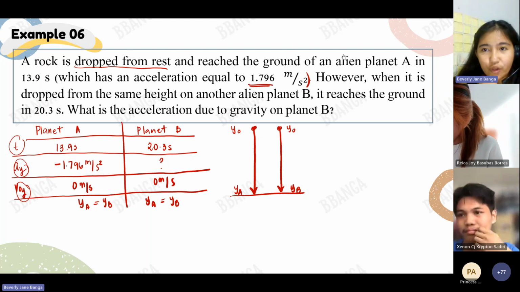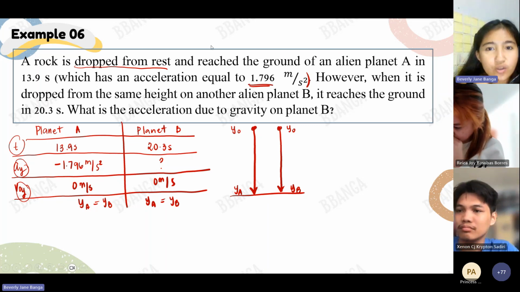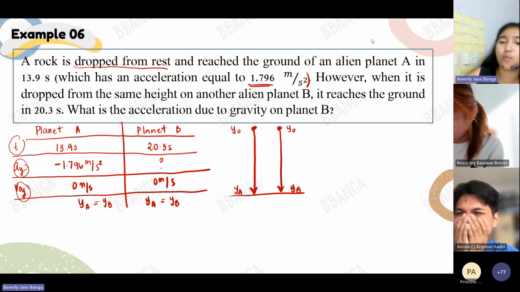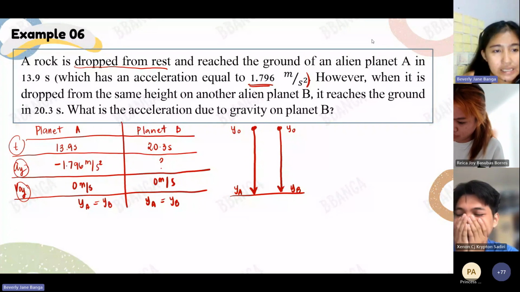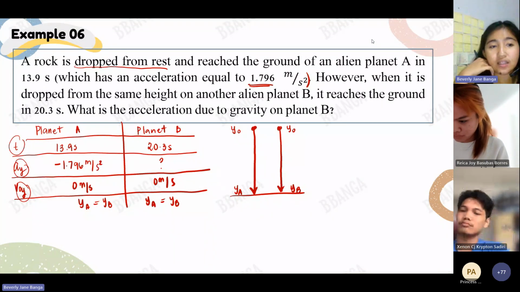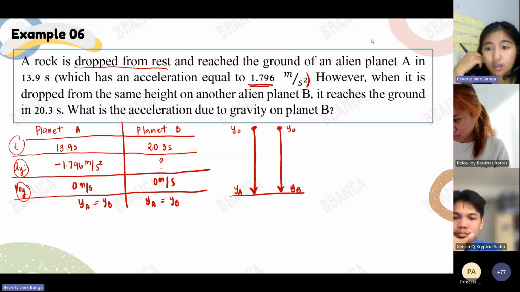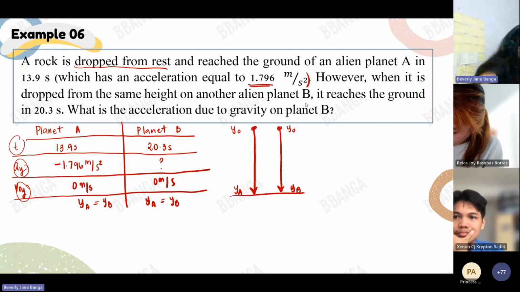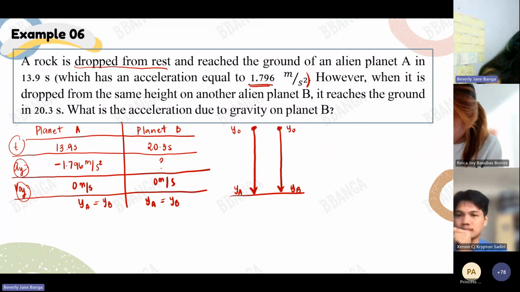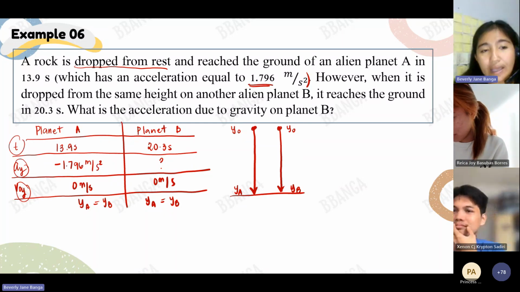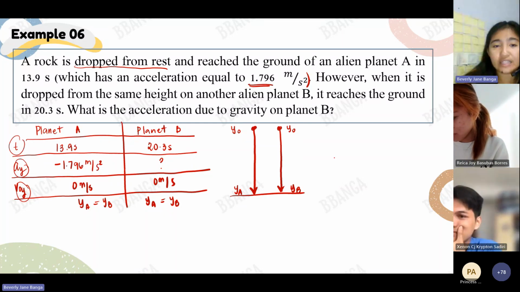Okay, sige. So, let's try to work on it together, no? So, meron tayong parameters na YA, YB, TAY, and VOY. And again, ang hinahanap natin dito ay si A, oh, may iba ulit, negative 1.10. So, ang hinahanap natin dito ay acceleration due to gravity ni planet B.